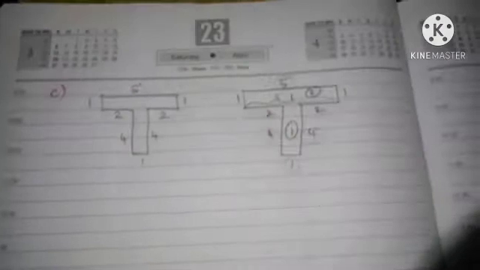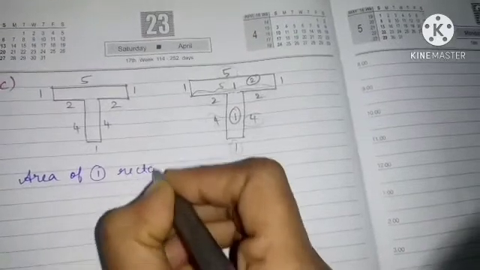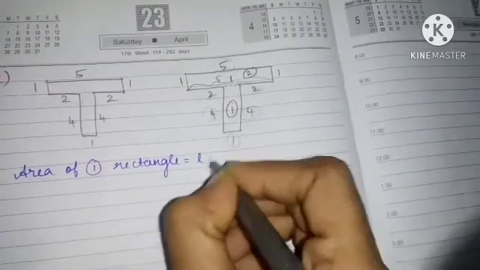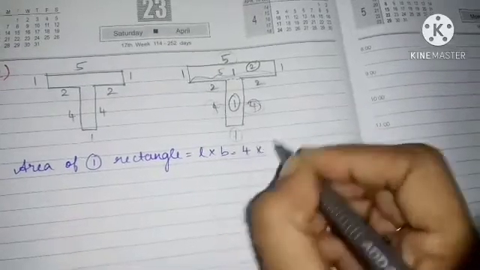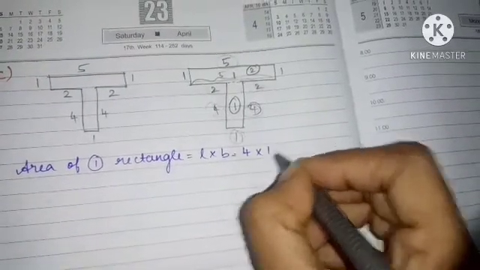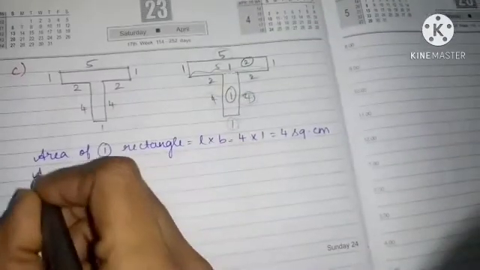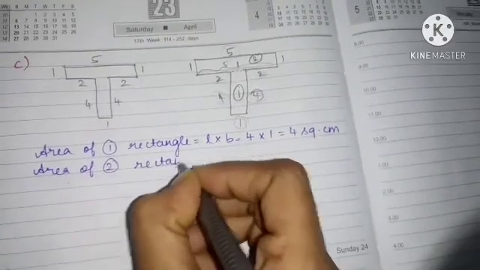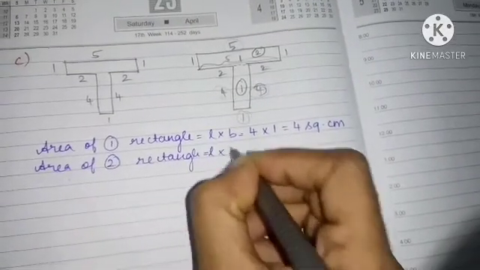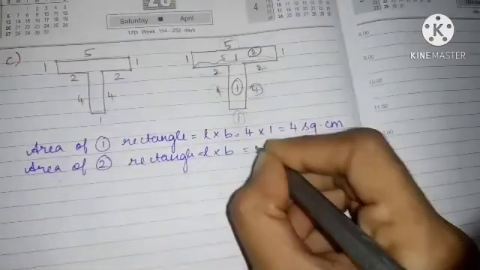Okay, as usual. Now find the area of first rectangle. What is the formula? L into B. What is the length of the first rectangle? 4. What is the breadth of the first rectangle? 1. 4 ones are 4 square centimeter. Next, area of second rectangle. Area of second rectangle is what? L into B. So 5 into 1.